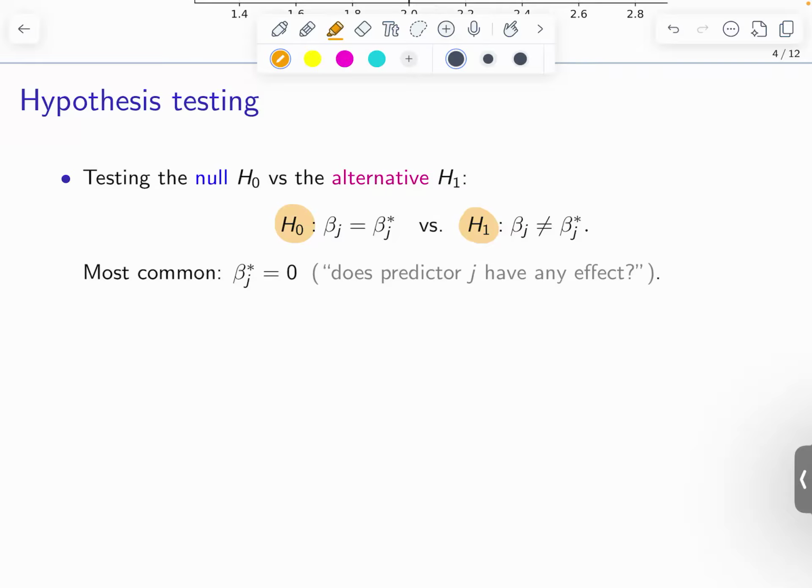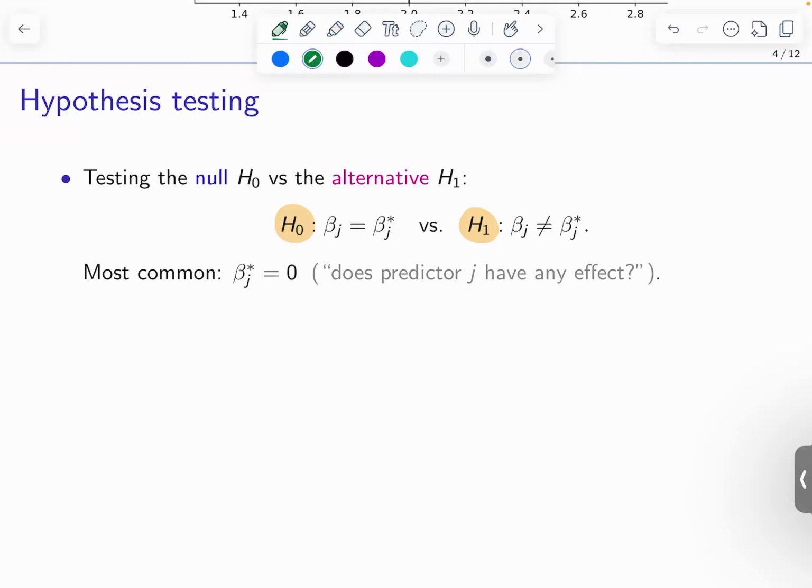Under the null, for example, we assume that beta j takes a certain value, beta star j, which is often the default. So let's say it could be 0. Most often people want to test whether beta j is 0 or not, but it could be any other number. And then under H1, for example, we can test whether beta j is not equal to beta star j. Okay, whether it's equal or not. So you're deciding between these two complementary hypotheses. I hope you have seen the idea.